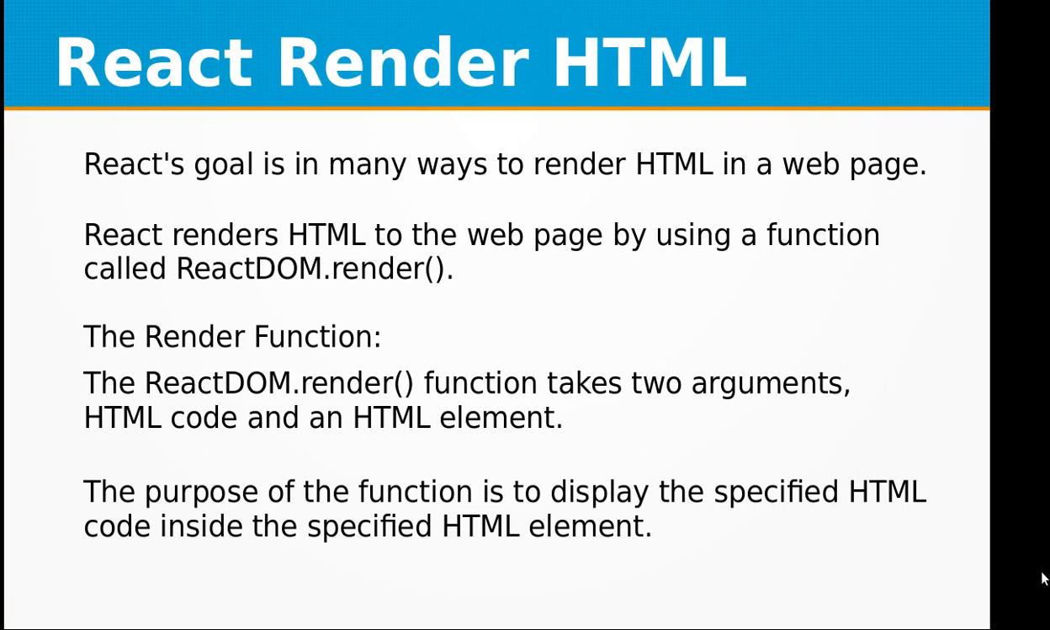In this video training, we will be looking at how to render HTML in a web page using React. React renders HTML to the web page by using a function called ReactDOM.render. The render function. The ReactDOM.render function takes two arguments, HTML code and an HTML element. The purpose of the function is to display the specified HTML code inside the specified HTML element.